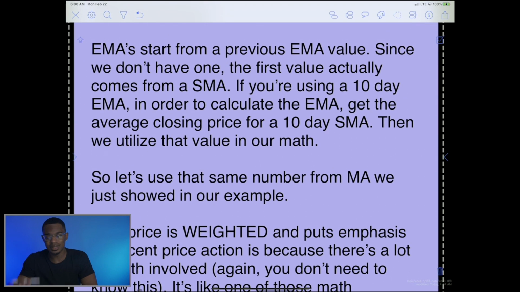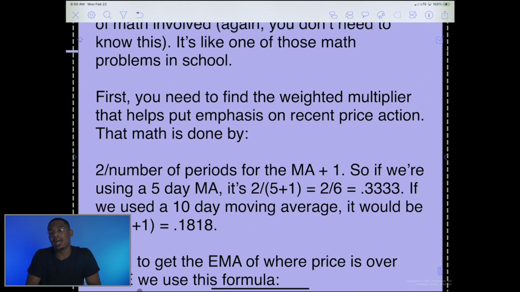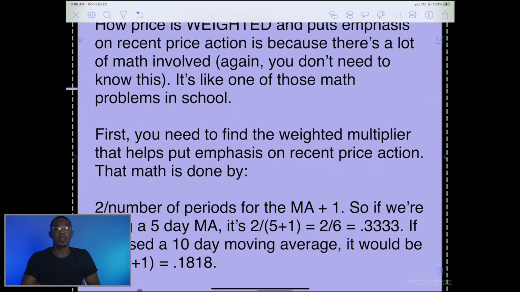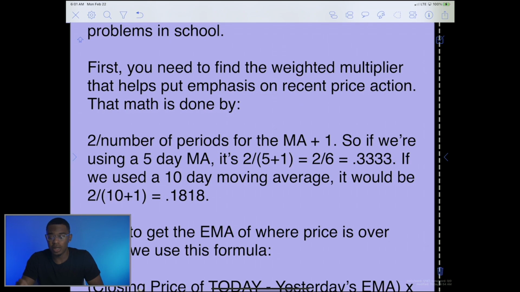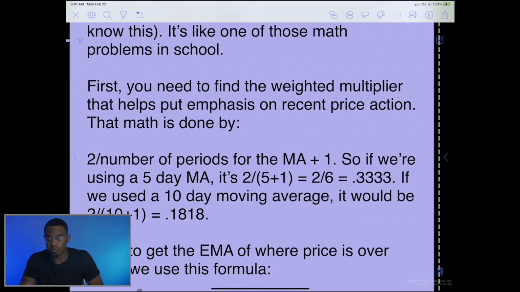So for example, that 16.6 number we just came up with, we are going to use that for a later reference. So remember 16.6. Now, it's quick math with the calculator and TradingView does it for you, but just to keep it in your brain, remember this. Remember I said price is weighted, meaning they put so much emphasis on recent price action. So we have to get that weighted multiplier for the formula. That formula is 2 divided by the number of periods for the moving average.